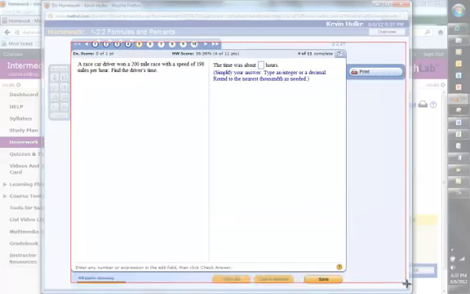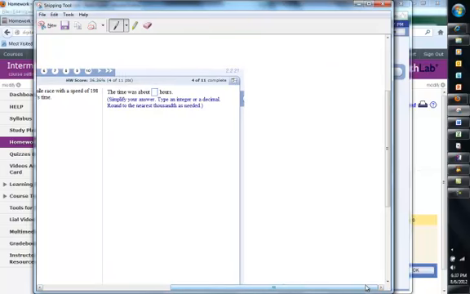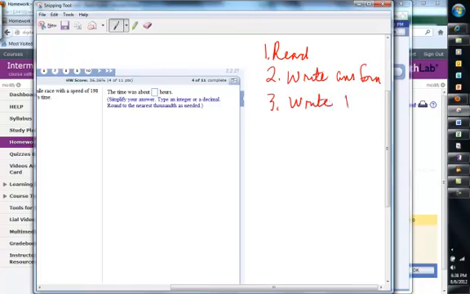Okay, so what is the process for solving word applications? Let's go through the steps. The first step is to read the question. The second step is to write down the answer form. The third step is to write down what you know. The fourth step is to solve that equation and then check your answer. See if it makes sense.